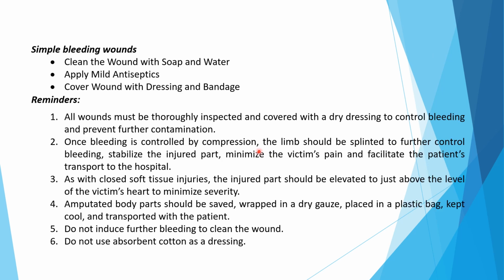Simple bleeding wounds. Clean the wound with soap and water. Apply mild antiseptics and cover the wound with dressing and bandage. So reminders, all wounds must be thoroughly inspected and covered with a dry dressing to control the bleeding and prevent further contamination. Once bleeding is controlled by compression, the limb should be splinted to further control bleeding. Stabilize the injured part, minimize the victim's pain, and facilitate the patient's transport to the hospital. Okay, these are the things that you have to do.